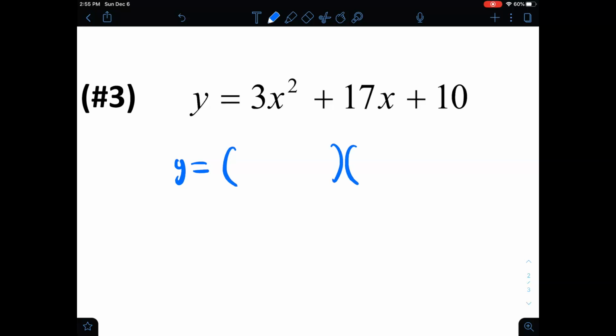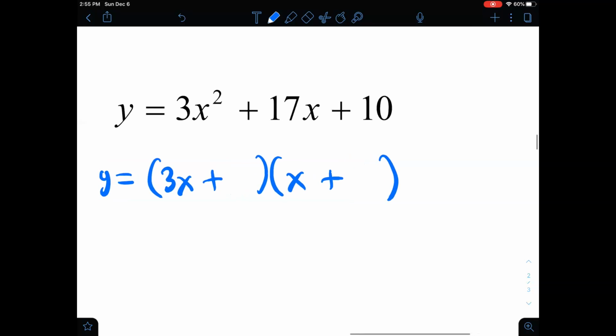So we need factors of 3x squared. Well, that's got to be 3x times x. Those are the only factors that work. These are all positives. We can know they're going to be all positive, which is great. And now we need factors of 10 that are going to give us 17x when we do this. Well, we got 1 times 10, 2 times 5, and that's it.